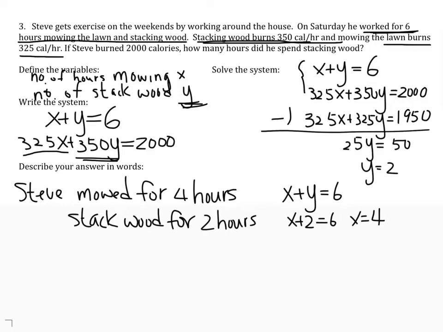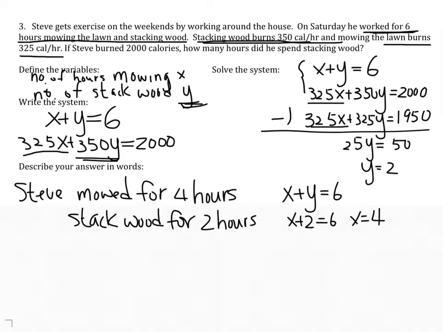So putting the two equations together, this time I'm going to multiply the very first equation, x plus y equals 6, by 325. So 1 times 325, that's 325x. 1 times 325, that's 325y. 6 times 325, that's 1,950. Again, same number, 325.